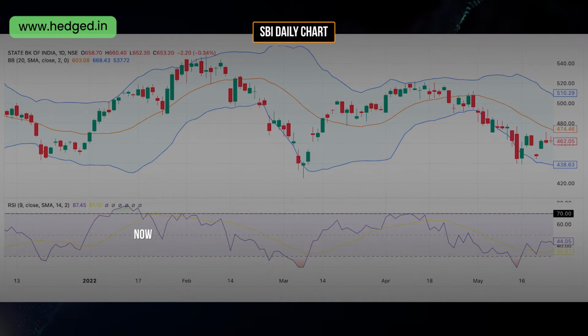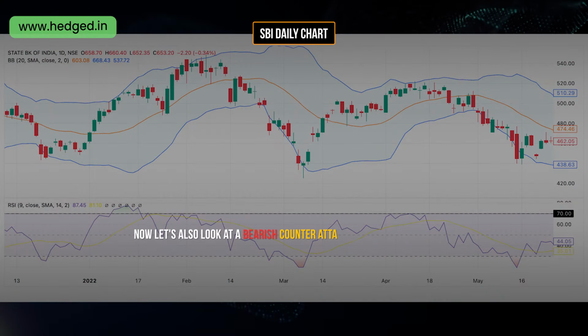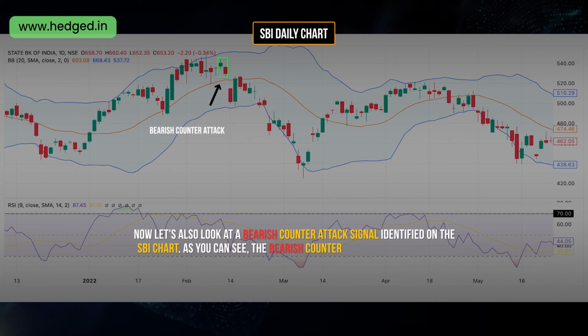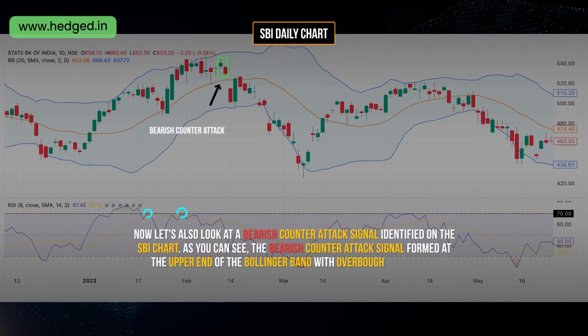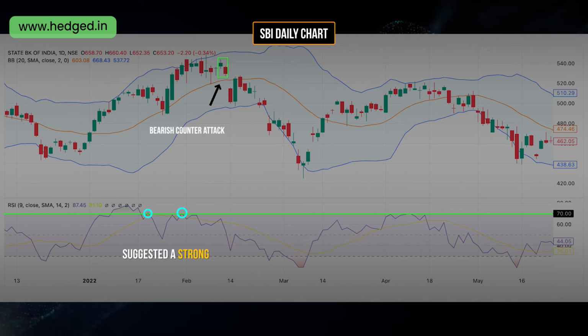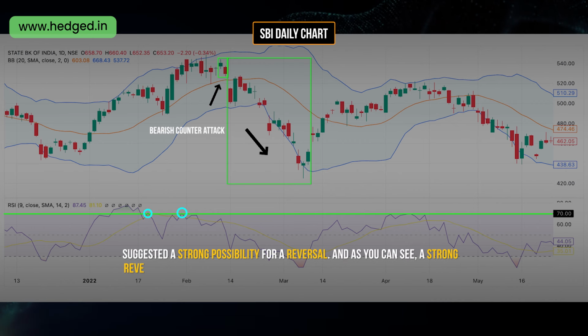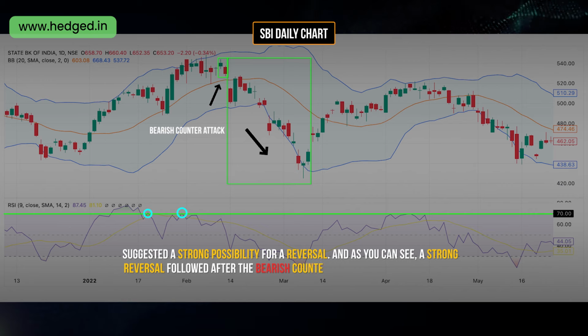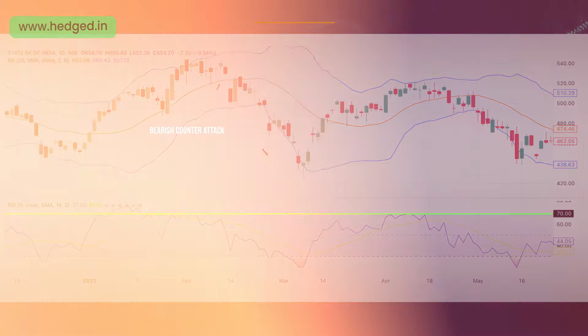Now let's also look at a bearish counterattack signal identified on the SPI chart. As you can see, the bearish counterattack signal formed at the upper end of the Bollinger Band with overbought RSI levels, which suggested a strong possibility for a reversal. And as you can see, a strong reversal followed after the bearish counterattack signal was identified. And with this, we can effectively wrap up today's video.